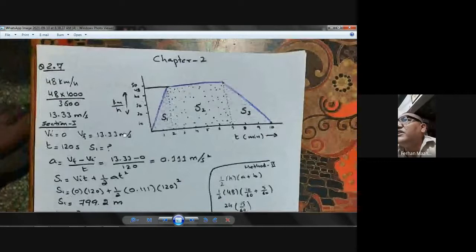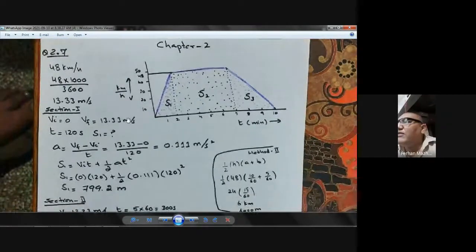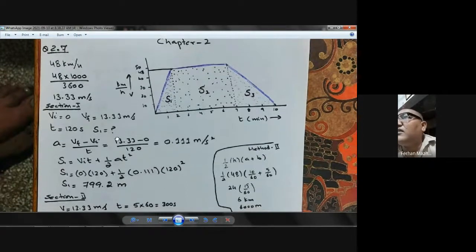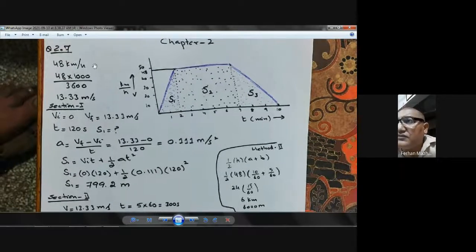Their question is to find the total distance traveled. So I will find the distance traveled in each of the three portions. Let me talk about section number 1. First of all, one thing is very important. I converted the 48 kilometer per hour into meter per second. How do you convert it? You multiply it with 1000 and divide it with 3600, so the kilometer per hour will be converted into meter per second.